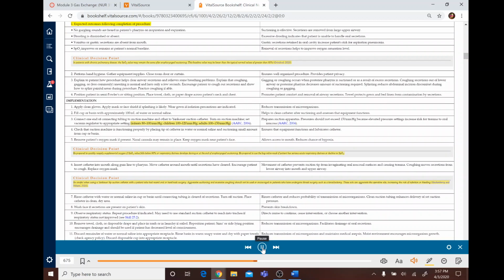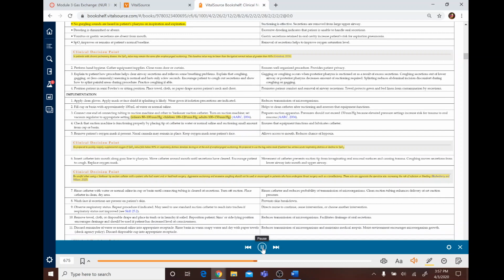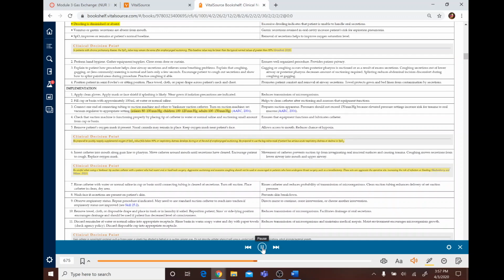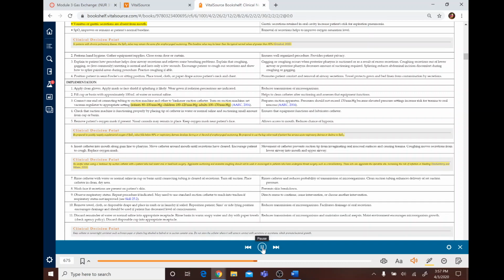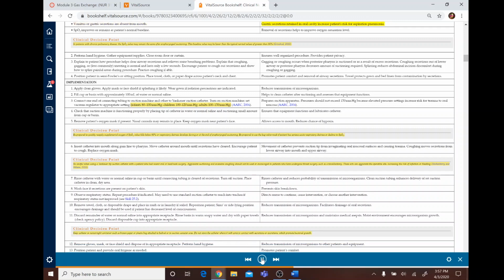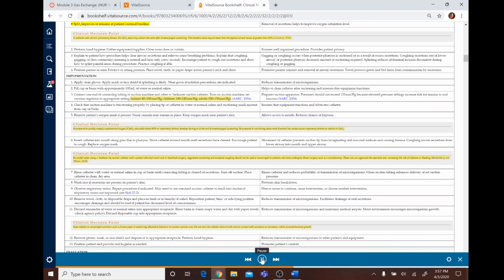Planning. 1. Expected outcomes following completion of procedure. No gurgling sounds are heard in patient's pharynx on inspiration and expiration. Suctioning is effective. Secretions are removed from large upper airway. Drooling is diminished or absent. Excessive drooling indicates that patient is unable to handle oral secretions. Vomitus or gastric secretions are absent from mouth. Gastric secretions retained in oral cavity increase patient's risk for aspiration pneumonia.